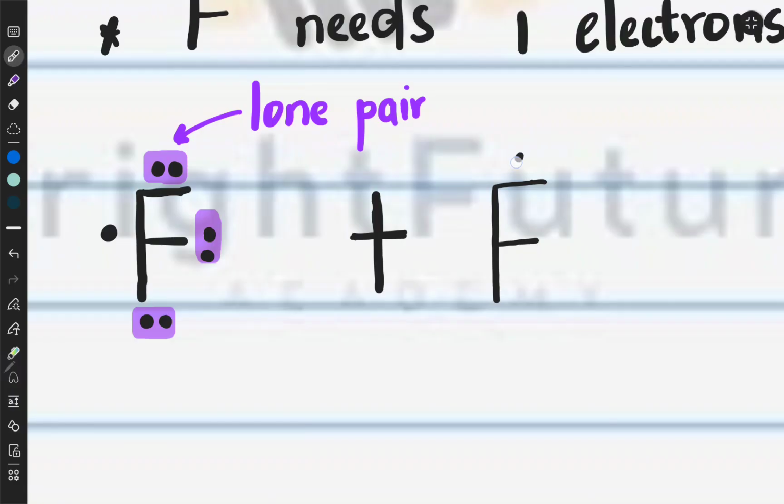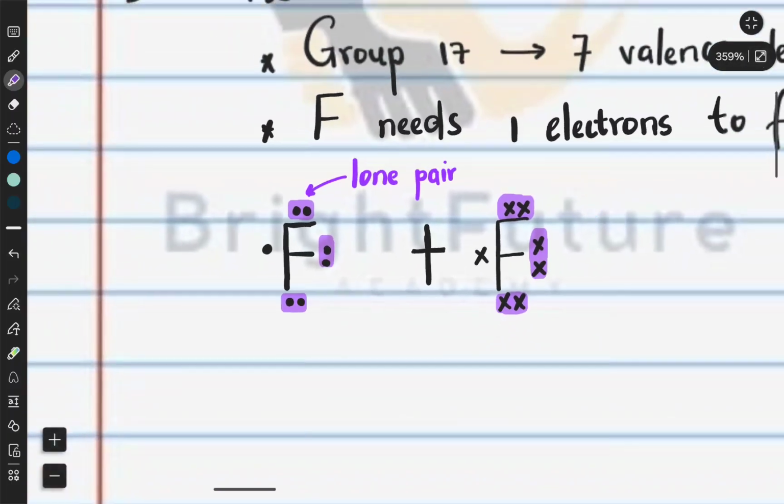So again we start 1, 2, 3, 4. We start from 1 again, 5, 6, and 7, leaving only this one as the one that will be sharing so that fluorine fills its outer shell. So currently fluorine has 7 electrons in its valence shell. So now what about when it shares?